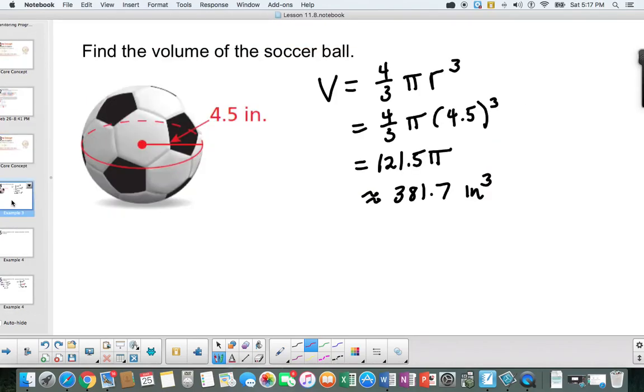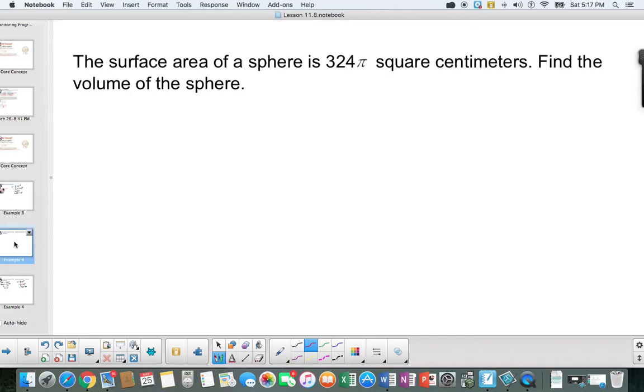Let's go ahead and see how we use the formula. Write out the formula, substitute the radius in there, and then you get your answer. Your turn. Stop the screencast and see how to do it.